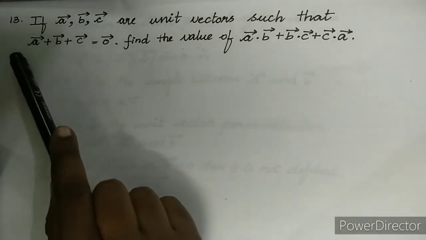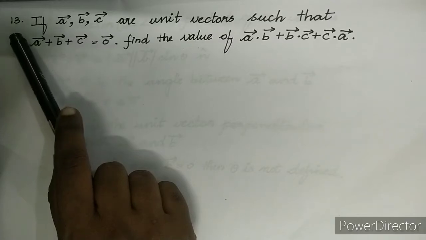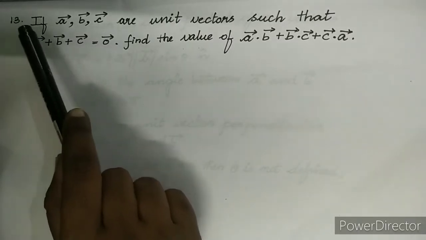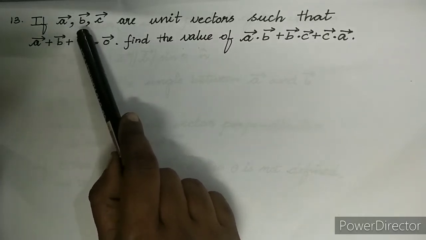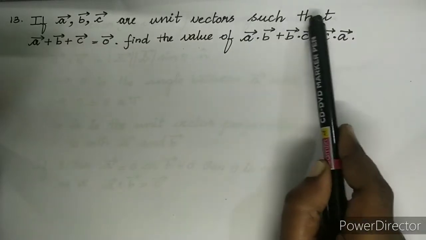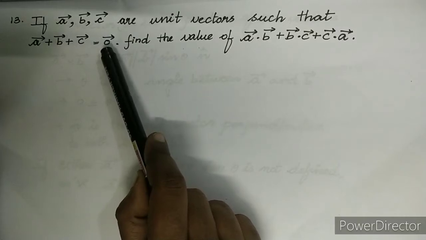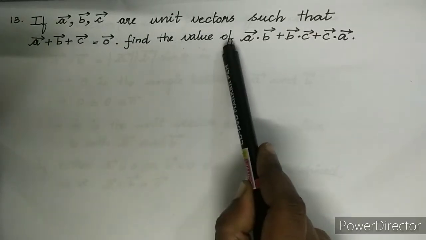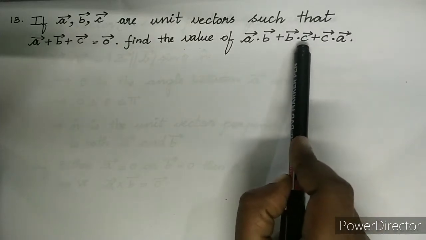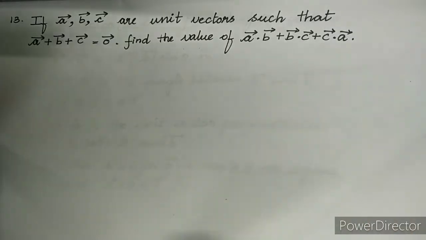Hello students, in this video we will learn from question numbers 13 to 17 of exercise 10.3. Question number 13: if vectors A, B, C are unit vectors such that A vector plus B vector plus C vector is equal to 0 vector, find the value of A dot B plus B dot C plus C dot A.